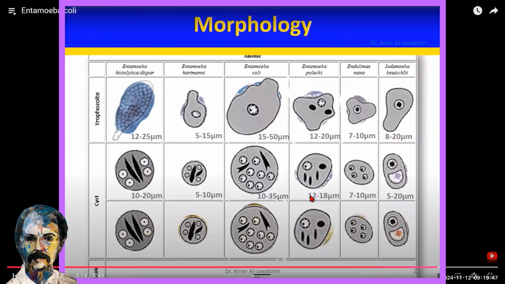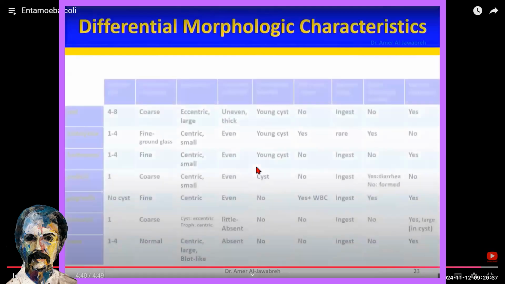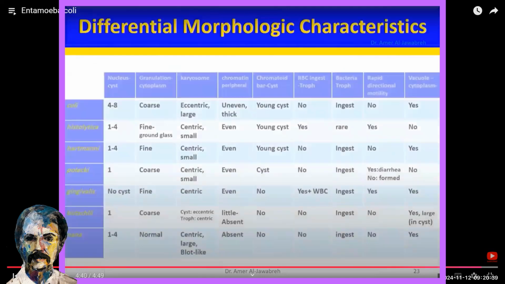If you look here, which is the biggest? E. coli. You see the trophozoite? 15 to 50, compared to 5 to 10 and 12 to 25. And here also, we have the largest cyst, with many nuclei, the largest with the largest number of nuclei. The size and the number of nuclei. These are the two features we have to take care of.